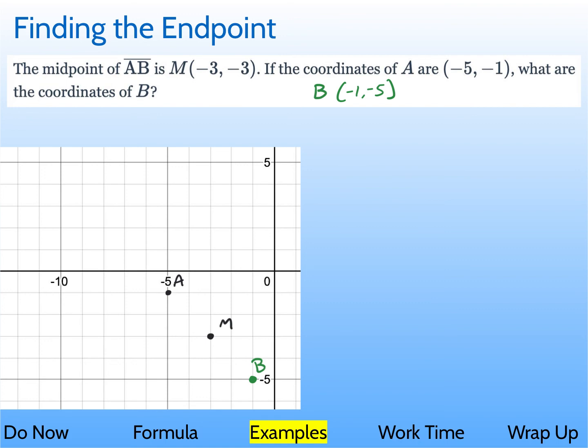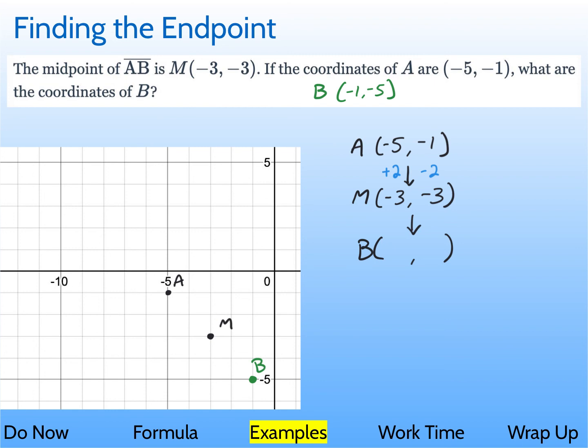You can also do this using the coordinates without a graph too. Essentially think of it this way. You start from A, and then you go to M, and then from M you have to do the same thing to go to B. So you think to yourself, how do I get these coordinates? How do I get from -5 to -3? Well, from -5 to -3, you add 2. And then from -1 to -3, you subtract 2.